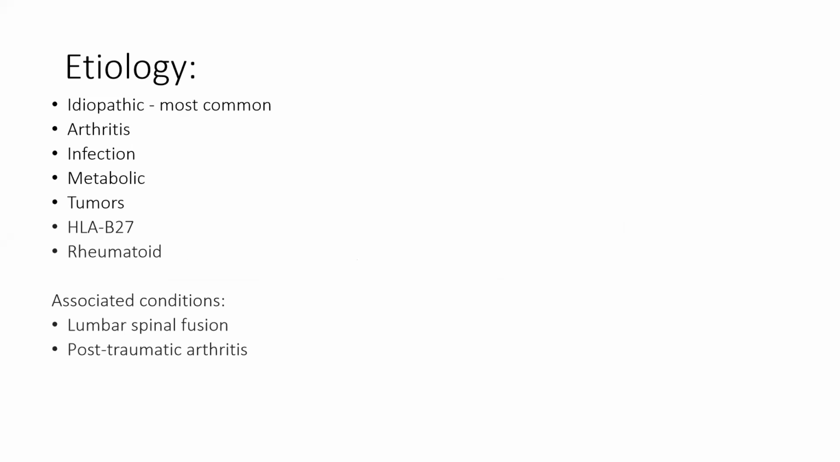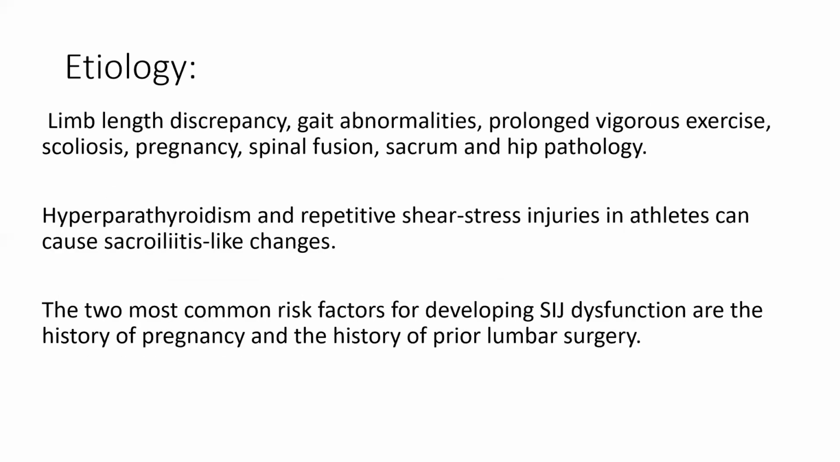The exact cause is unclear, as idiopathic is the most common cause. Arthritis, infection, metabolic conditions and tumors, HLA-B27 and rheumatic diseases can be causes, along with associated conditions like lumbar spine fusion and post-traumatic arthritis. Other etiologies are limb length discrepancy, gait abnormality, prolonged vigorous exercise, scoliosis, pregnancy, and spinal fusion, and sacral pathology can cause SI joint pain.